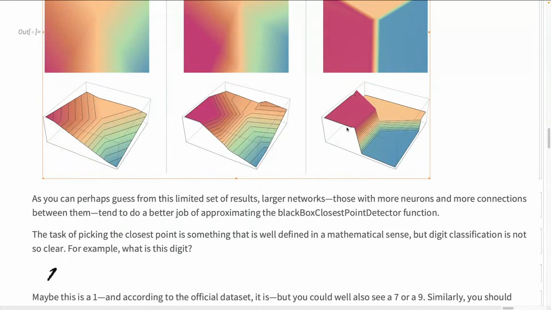So larger networks, that is, networks that have more neurons and more connections between the neurons, tend to do a better job of approximating our black box closest point detector function.